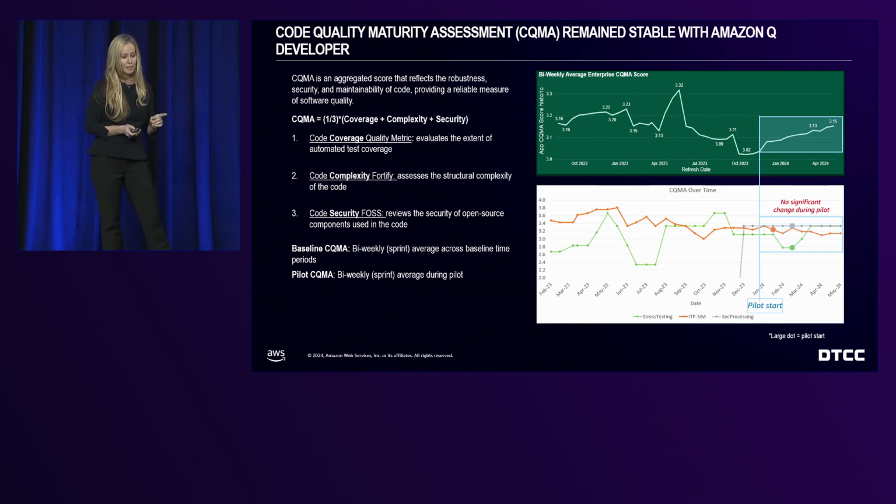So CQMA is measured by 3 metrics. They're described at the left. One is code coverage quality. That evaluates the extent of the automated test coverage. The next is code complexity, and that assesses structural complexity of the code. And the third is code security, free and open source software. So that reviews the security of the open source components used in the code.